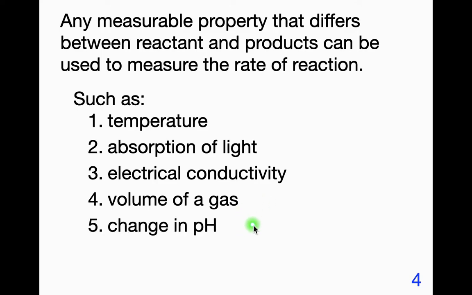A change in pH. The reaction that we just looked at, magnesium and hydrochloric acid, is an acid. It has a low pH. As that reaction progresses, the pH is going to go up as the acid is being consumed.